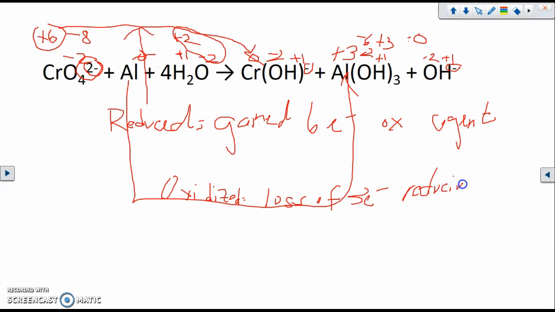So I hope that helps you figure out whether something is being reduced or oxidized. In this case, because there's a species that is losing and a species that is gaining electrons, this is a redox reaction. Again, brief overview: two types of main reactions, double replacements and redox reactions. And redox reactions have a variety of different reactions that apply multiple rules.